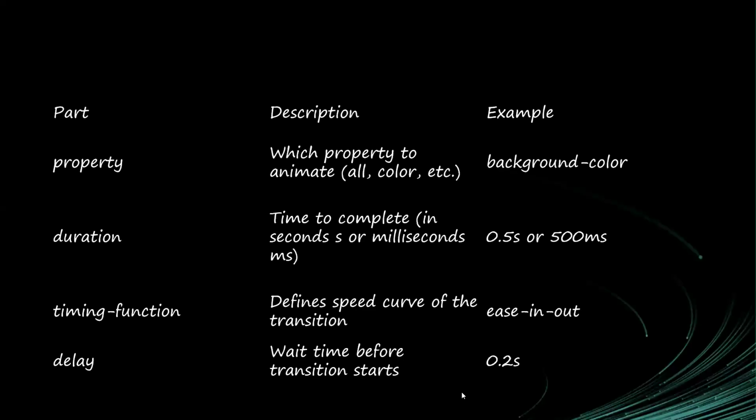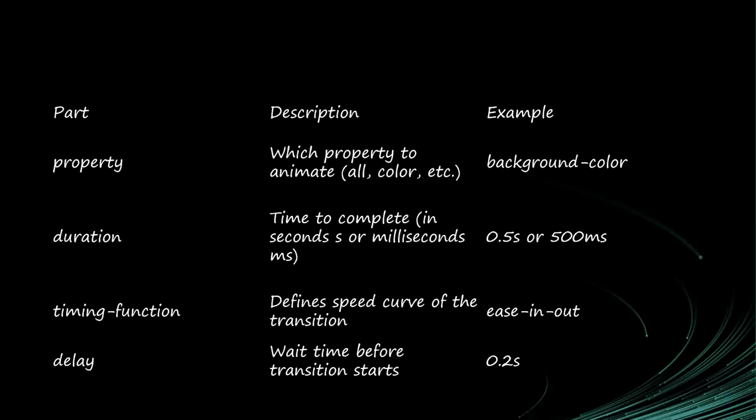So now let's take a look at some of the properties. When you go with the transition, there are a lot of things you have to provide. The property that you want to animate. The duration of this animation. The timing function. It defines the speed curve of the transition. Is it just going to do boom, or would it start slowly and speed up, then end slowly? Do you understand?